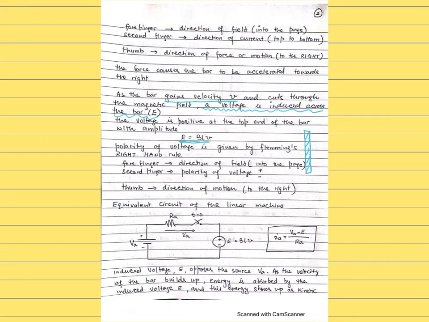So we're going to see if the voltage induced across it, let's say E, will have its top end positive or its bottom end positive. In order to know the polarity of the induced voltage, we're going to use the right hand rule. So this is the right hand rule.